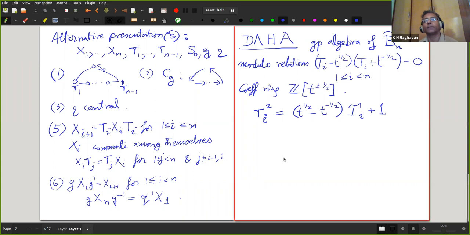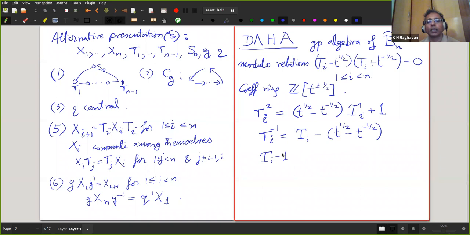Another way also shows that Ti is invertible. For example, using this, I can keep 1 on this side, take this to the other side and factor out a Ti, and see that Ti inverse is equal to Ti minus t to the half minus t to the minus half. Yet another way of writing this is to send this to the other side and write Ti minus Ti inverse is equal to t to the half minus t to the minus half.